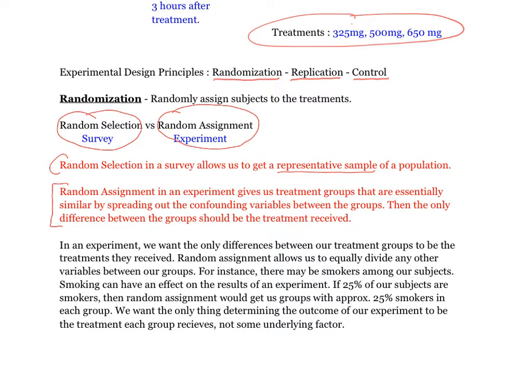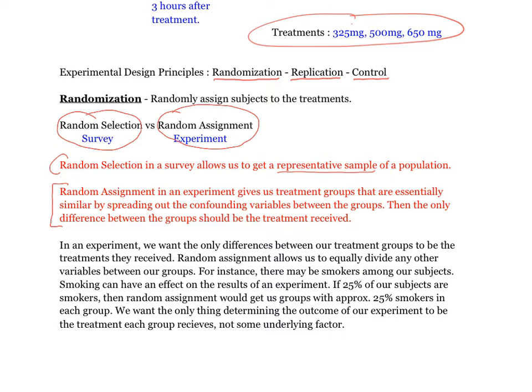By randomly assigning all of your subjects into the different groups, what we should end up with is an equal number in each group that are smokers, an equal number in each group that have good diets, an equal number that have bad diets, etc. We want to spread out all those variables equally among all of our treatment groups so that essentially each treatment group looks the same. Then the only difference between the treatment groups should be the treatment they receive, not some underlying factor. And if that's the case, if the only difference between the groups is the treatments, then any differences we see in the groups at the end of the experiment are a direct result from the treatment they received and not some underlying factor.